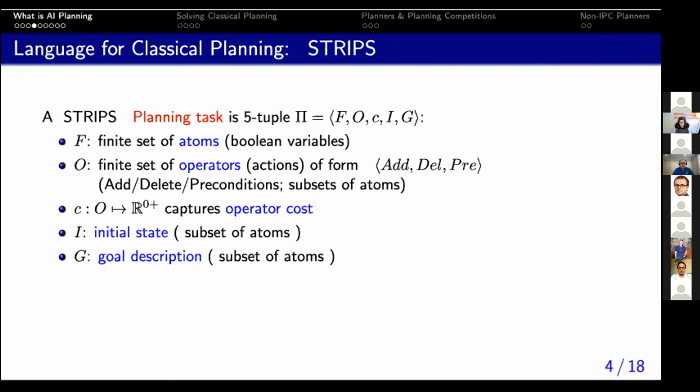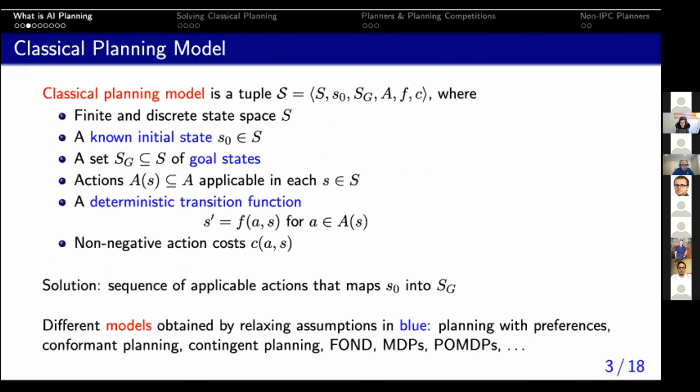So applicability is defined by the precondition in planning. Okay, let's look at this. You have a set of actions A(s) that are applicable in state s, and these are a subset of all actions.